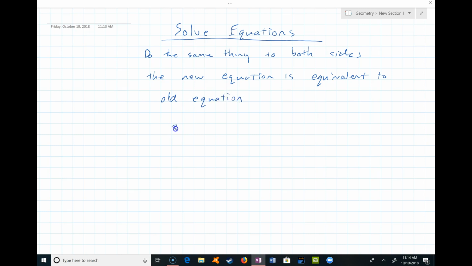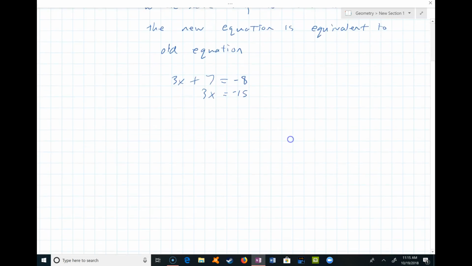So as we've seen before, if you have 3x plus 7 is equal to negative 8, then if we subtract 7 from both sides, that's doing the same thing to both sides of the equation. That would give me 3x is equal to negative 15. Divide both sides by 3, and we get x is equal to negative 5. So that's the basic method for solving equations. And if we have variables on both sides, we've got to get them together, etc.